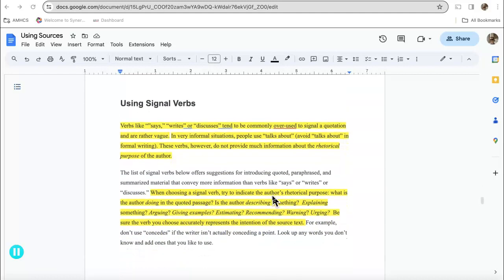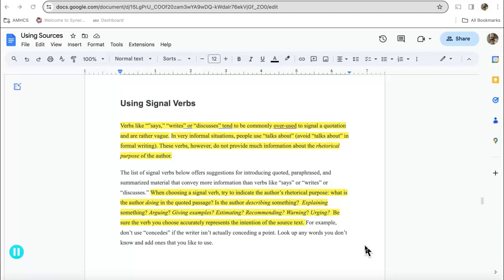All right, if we come down here, let's have a moment to talk about signal verbs. Some of you overuse the word says or talks about, and you need to stop. You just need to stop doing that. The verbs that you use with the author's name when you're using the signal method need to reflect the author's rhetorical purpose. So what is the author doing in the quoted passage? Is the author describing something, explaining, arguing, giving examples? Choose the verb carefully.